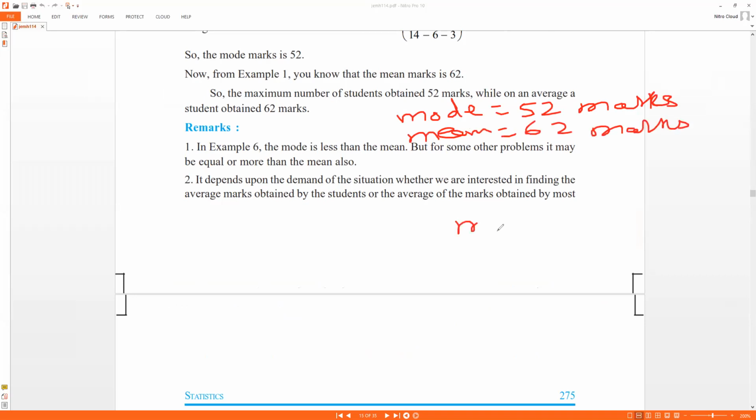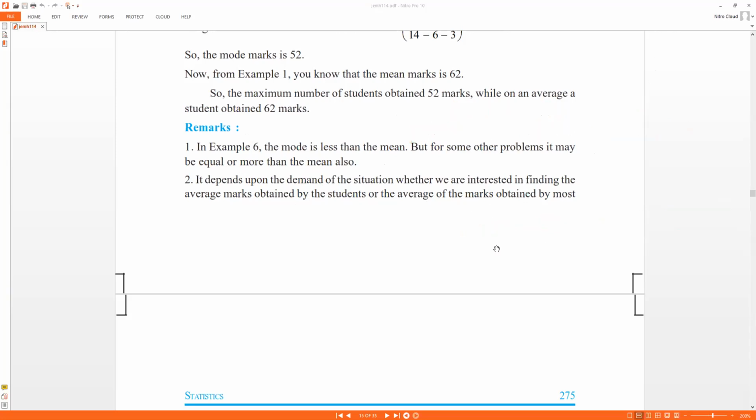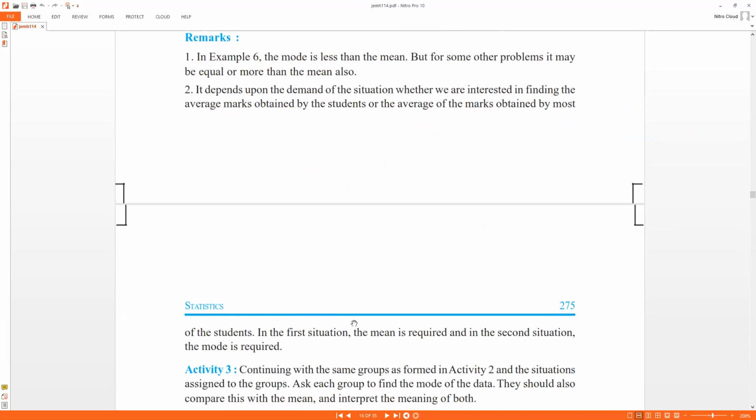So mode is less than mean. हे पण important आहे. So the mode is less than mean, but for some other problems it may be equal to or more than the mean also. It depends on the demand of the situation whether we are interested in finding the average marks, that is the mean obtained by the students, or the average marks obtained by most of the students. Okay, in the first situation the mean is required and in the second situation the mode is required.